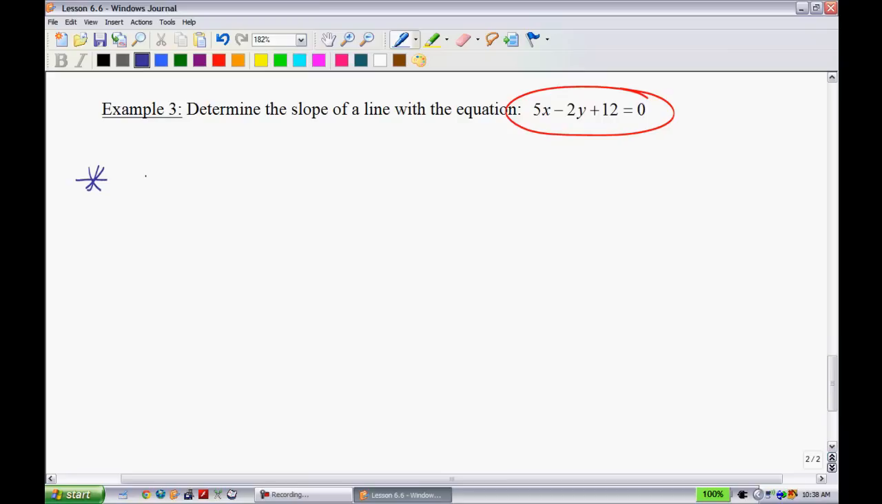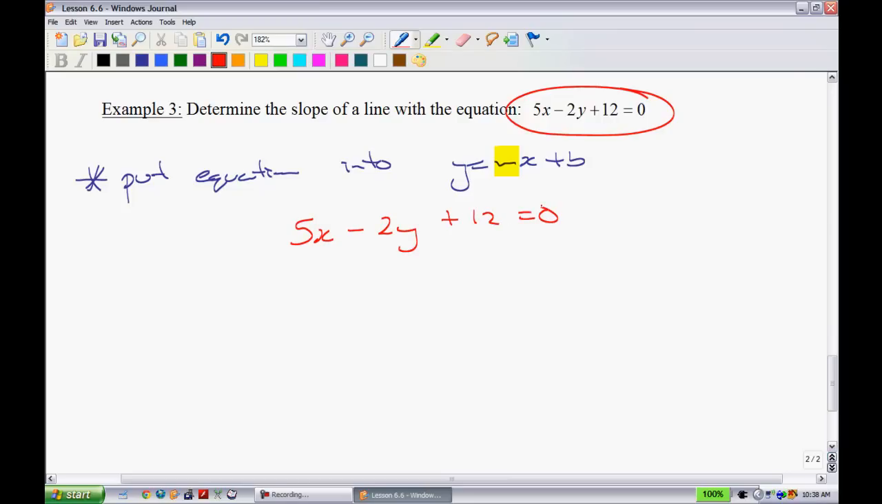So my little tip for you, and you can try this, is to put the equation into y equals mx plus b. And of course your m will represent the solution for this problem that they gave you. So let's start out with our equation. 5x minus 2y plus 12 is equal to 0. And remember, we're trying to put it into this format. So basically what we want to do is isolate the y.